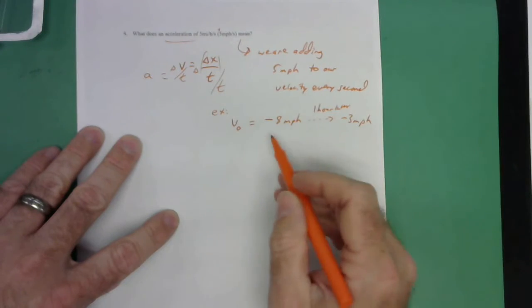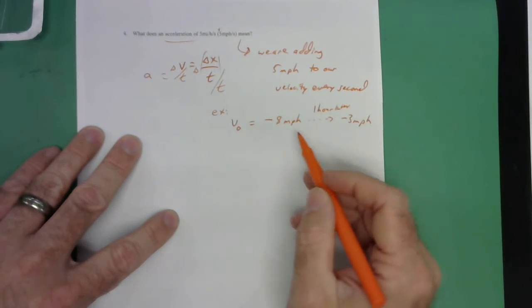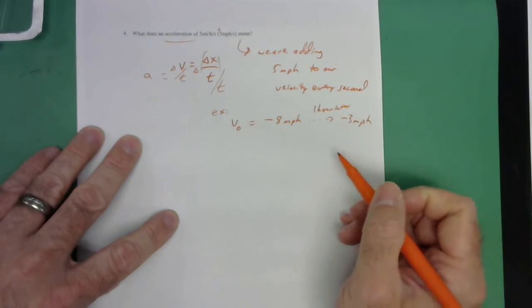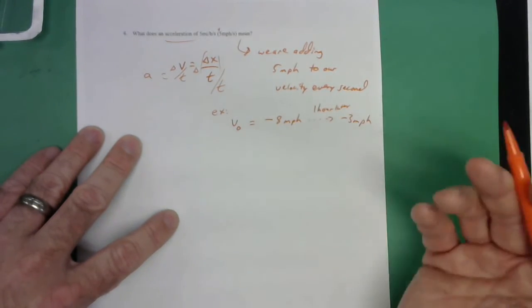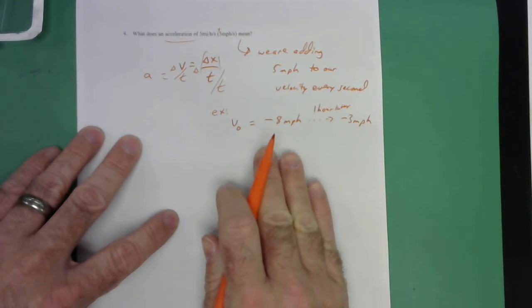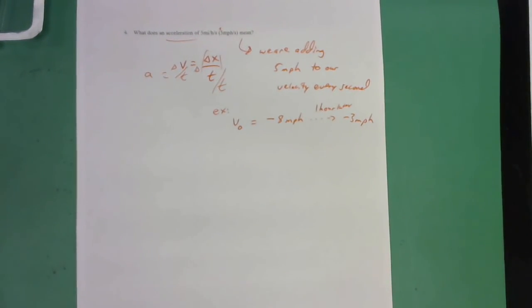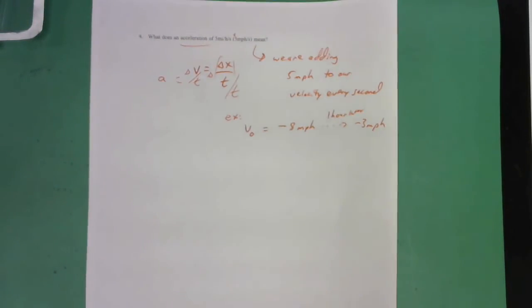This is something that trips people up quite regularly. They forget that the negative is just for direction, and they think that if I'm adding to my velocity, I must be getting faster. But nope, if you move in the negative direction and you add to it, you can actually get slower. Okay, and that's what I have to say about question 4.